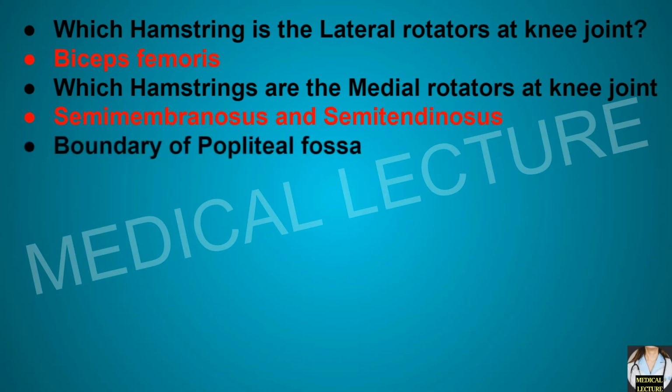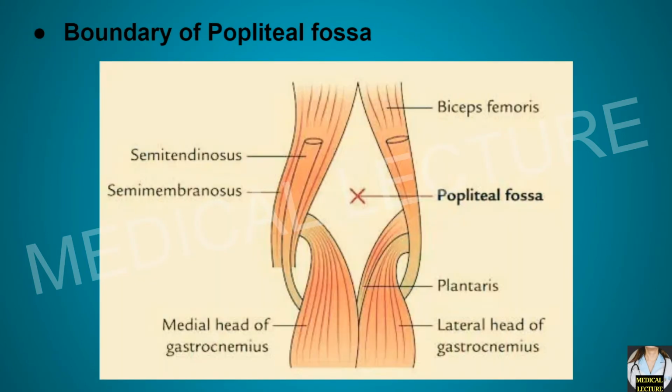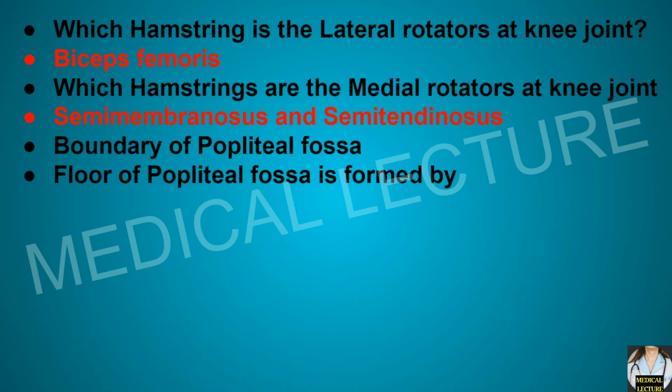What is the boundary of the popliteal fossa? Very important. So supralaterally it is formed by the biceps femoris muscle. Supromedially it is formed by the semimembranosus and the semitendinosus muscle. Infralaterally it is formed by the lateral head of gastrocnemius and the plantaris, and inferomedially it is formed by the medial head of gastrocnemius. Now floor of the popliteal fossa is formed by popliteal surface of the femur and the tibia, oblique popliteal ligament, and the fascia covering the popliteus muscle.